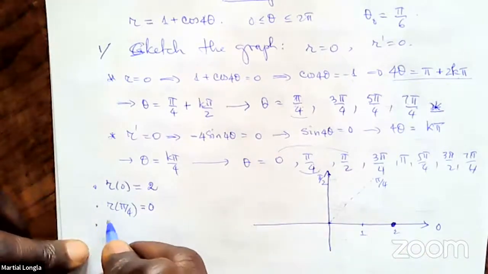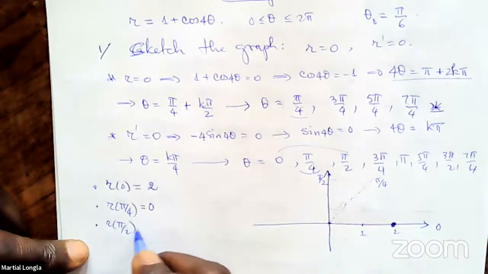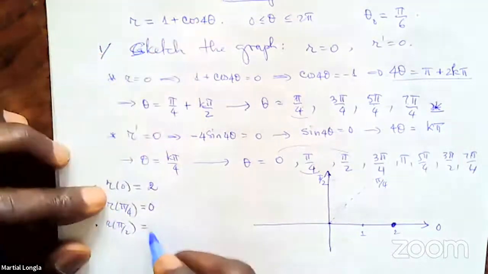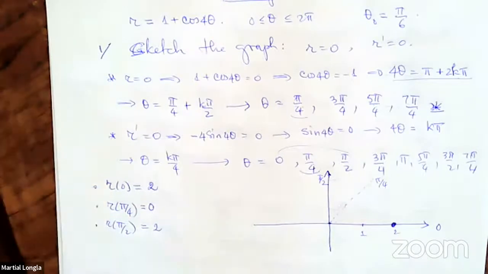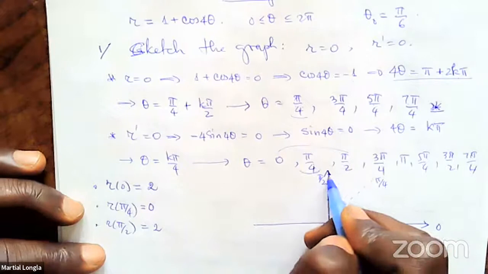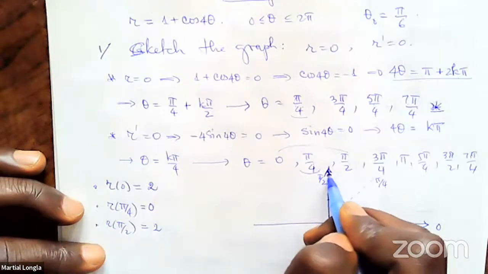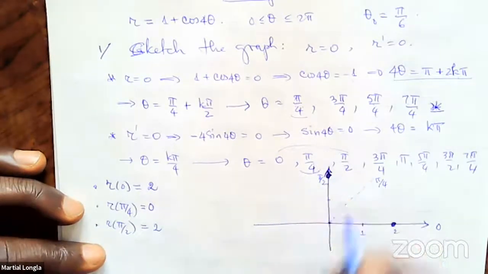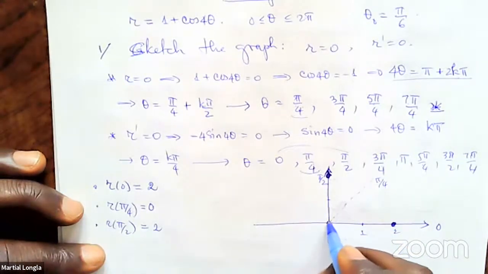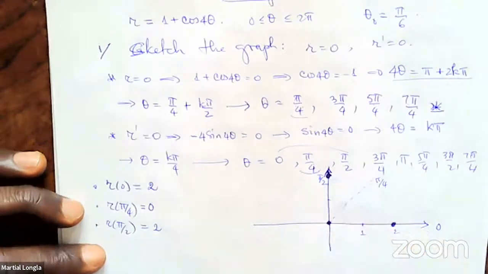So we get r of pi over 2. What is it equal to? 1 plus cosine of 2 pi, it's 2. So it gives you 2. So when we return to pi over 2, we are reaching again the maximum. So we start here, we hit pi over 4 here, and we hit back pi over 2 there.